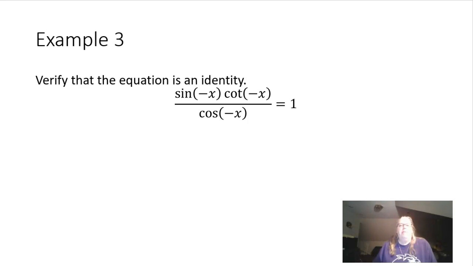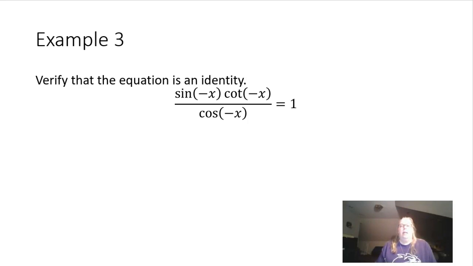Example 3, verify that the equation is an identity. The sine of negative x times the cosine of negative x divided by the cosine of negative x is equal to 1. Okay, sorry, that's the sine times the cotangent. So we have the sine of negative x times the cotangent of negative x divided by the cosine of negative x is equal to positive 1.